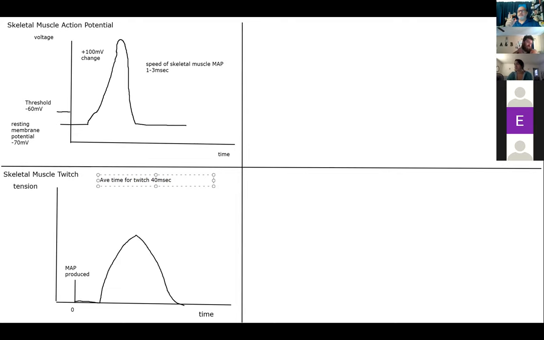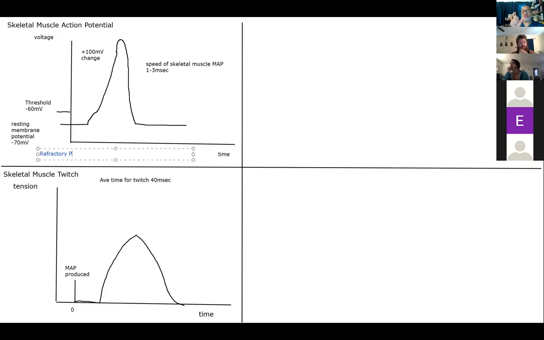In a muscle cell, actually, I guess we should probably put this up here. We know that when a muscle cell is stimulated, there is a brief period of time after it is stimulated where it loses its irritability. It loses its ability to produce a second action potential. And what did we call that period of time? The latent period? No, it wasn't the latent period, refractory period. There we go.